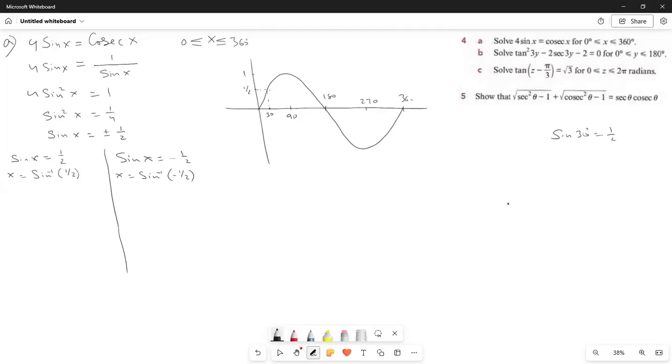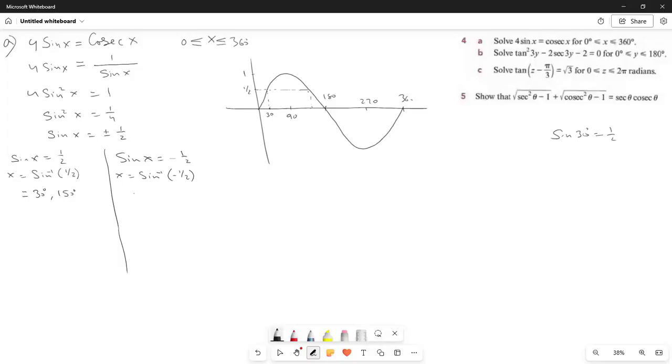Okay, but it will also give me this angle, which, you see from the symmetry, is the same amount before 180, right? So the answer for this one is 30 degree, and 180 minus 30 is 150. Make sense?